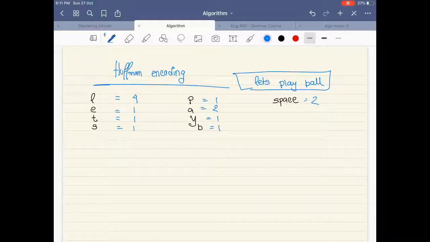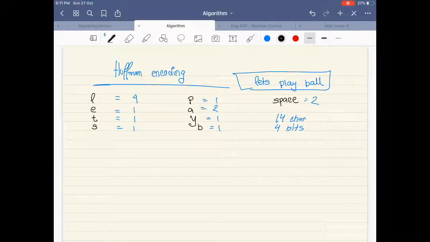So from the previous video we came to learn that we are working with 14 characters and we only need 4 bits to represent all of them uniquely. So now let's see how Huffman encoding works.